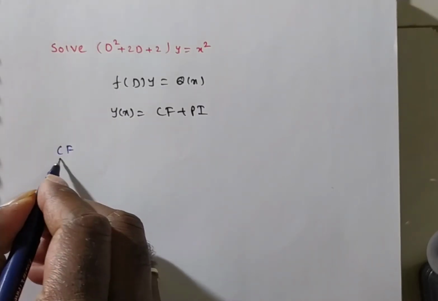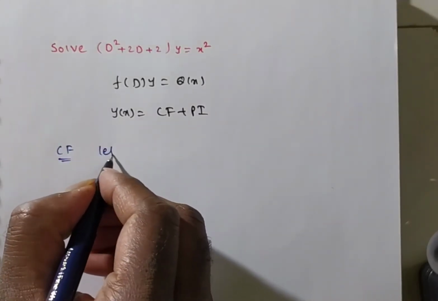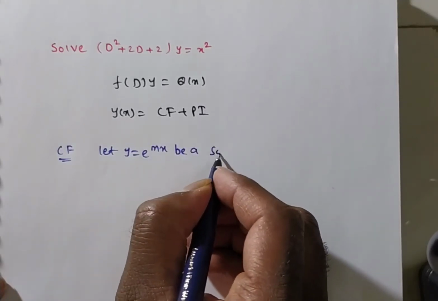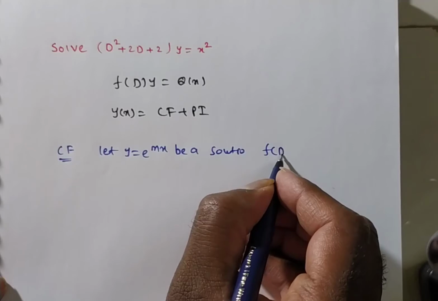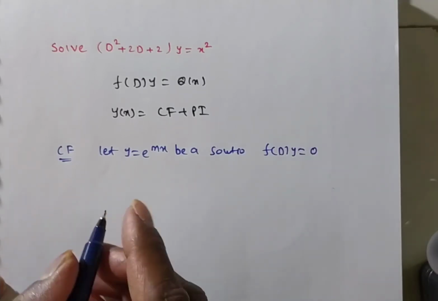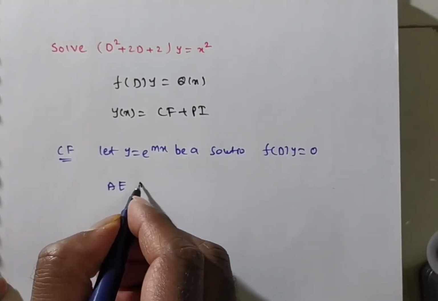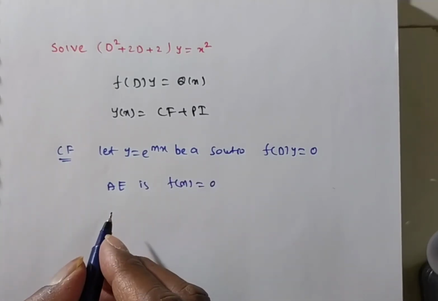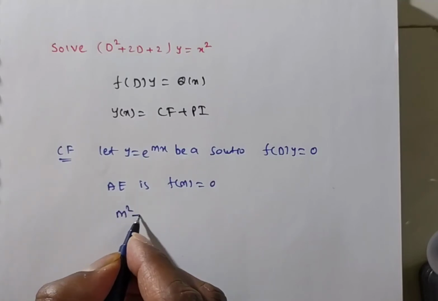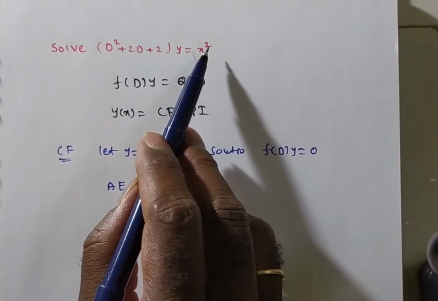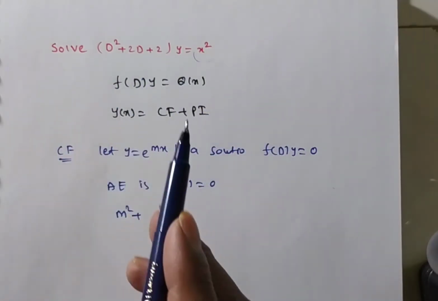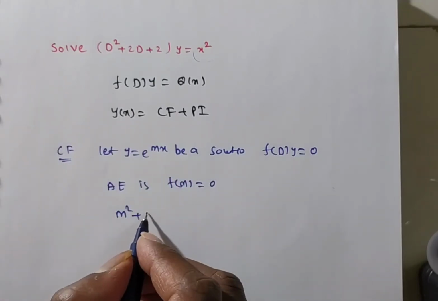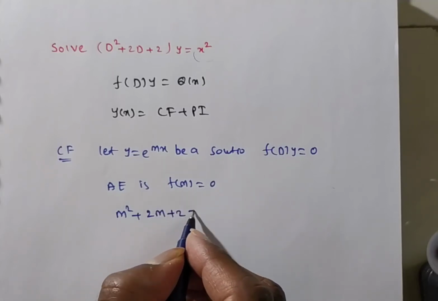So first we are finding the complementary function. To find the complementary function, let y = e^(mx) be a solution of f(D)y = 0. Then the auxiliary equation is f(m) = 0. So from the given problem, replacing D by m, we will have m² + 2m + 2 = 0.